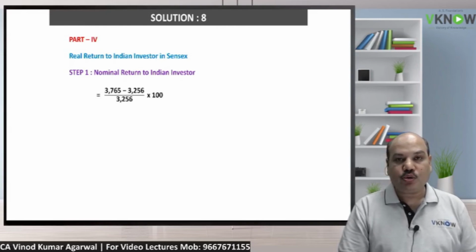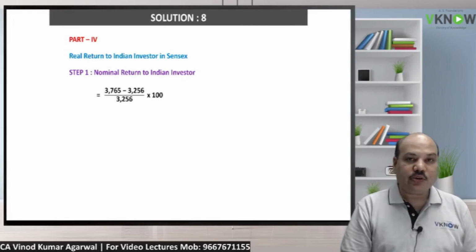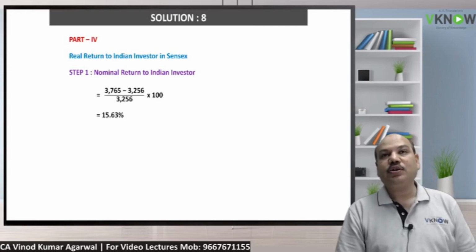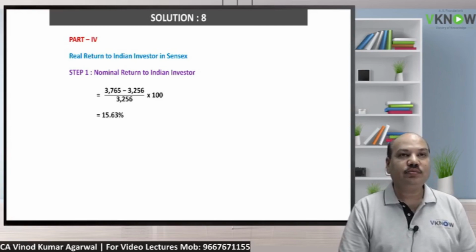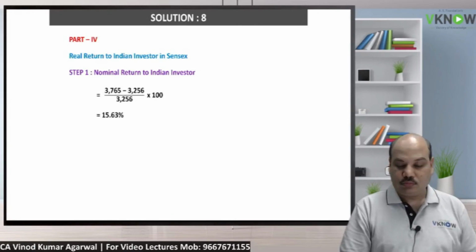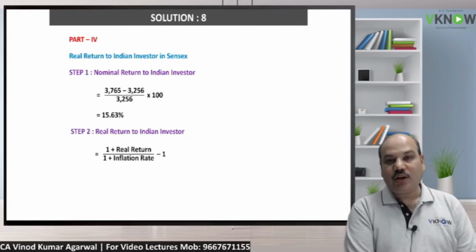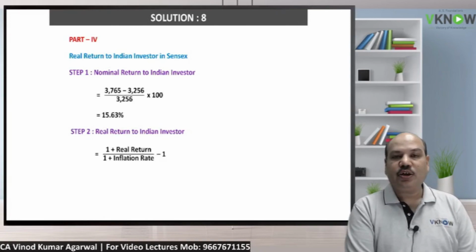Just compare closing and opening Sensex. Divide by opening Sensex. 3765 minus 3256, divide by 3256 into 100. Check. Anybody? Answer. Come on, fast. 15.63. Very good. And then step 2 is the real return to the Indian investor. Real return to the Indian investor.